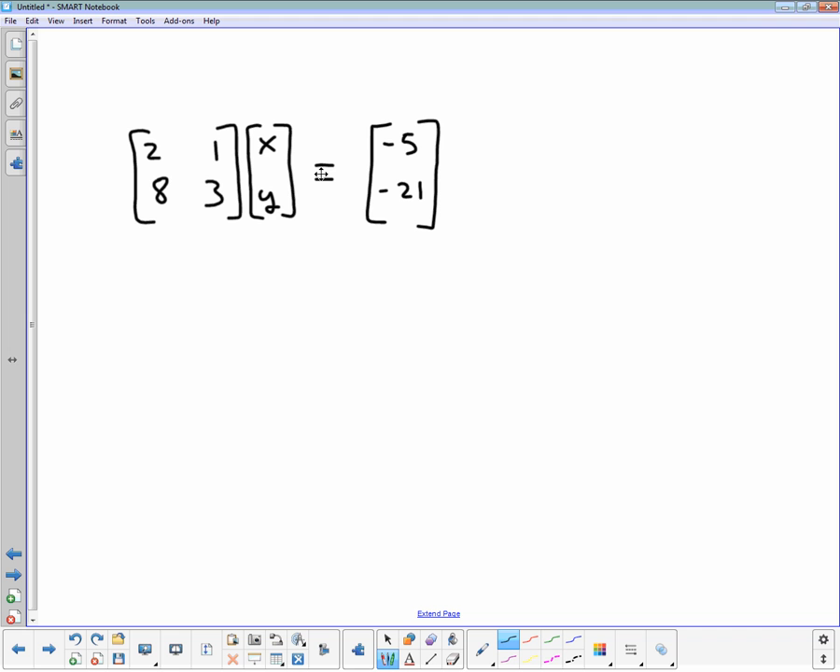Let's call these things some names. Let's give these guys some names. Let's call this A. We're going to call this X, capital X. And we're going to call this B. Now what we've done is we've turned a system of equations into a very, very, very simple equation.